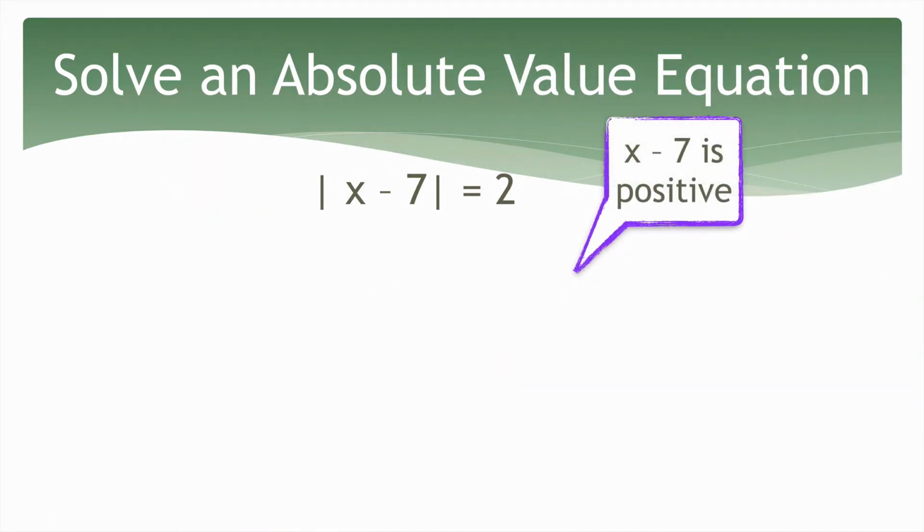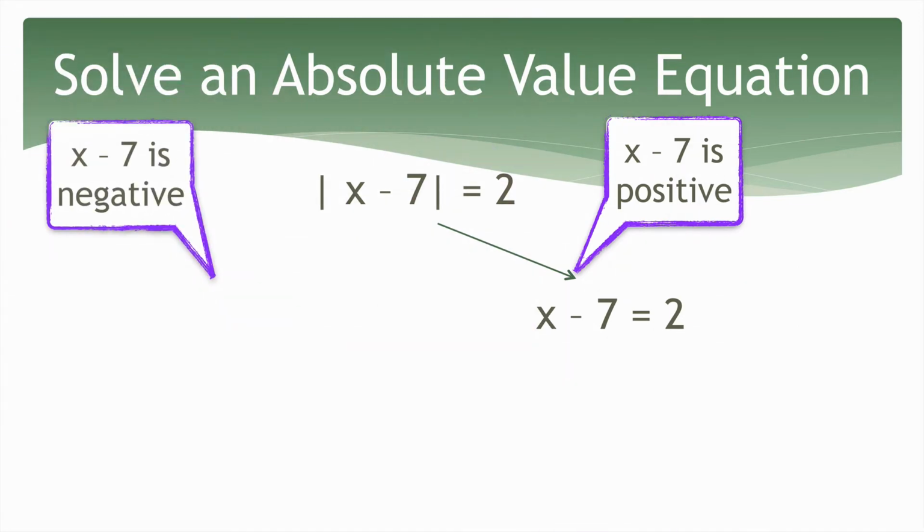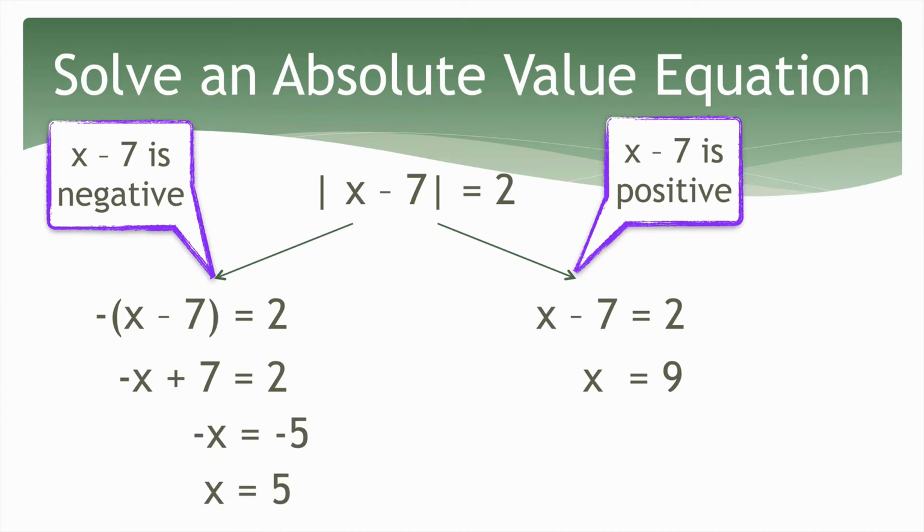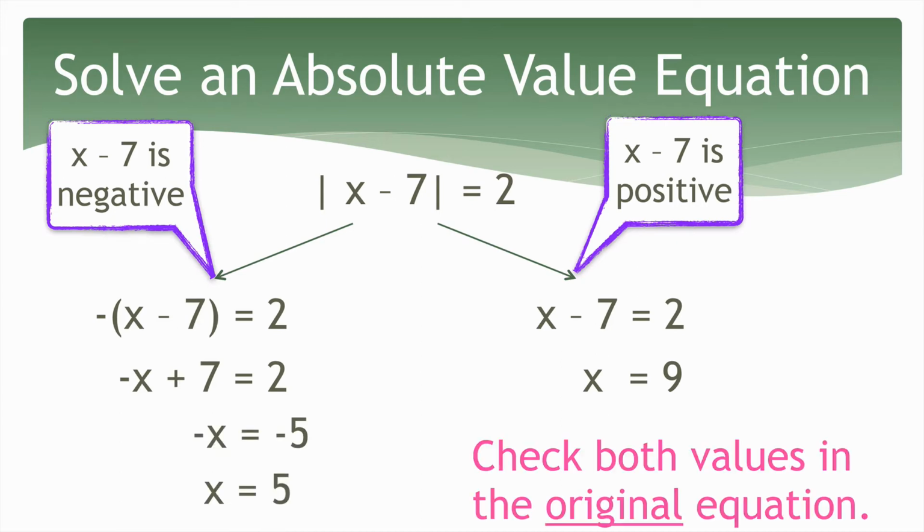We split it so that we have an equation if x minus 7 is positive. We don't do anything then to the quantity inside the absolute value. And if x minus 7 is negative, remember that we take the opposite of that quantity within the absolute value. And we solve both of these two equations. And of course, we have to remember to check both values in the original equation.